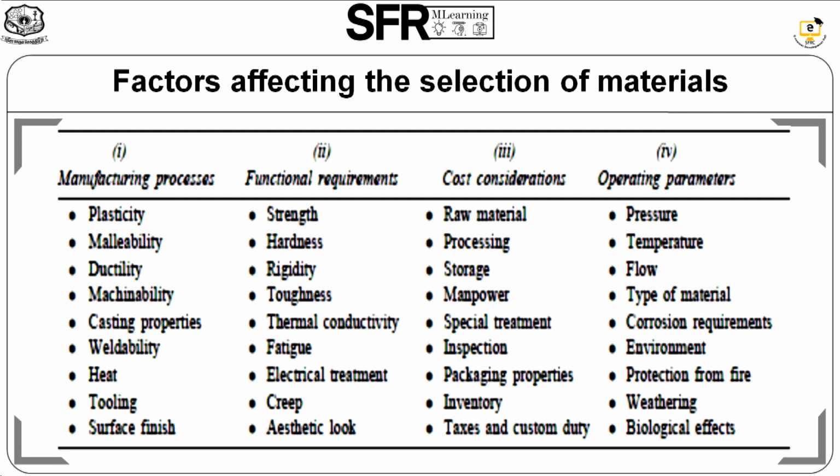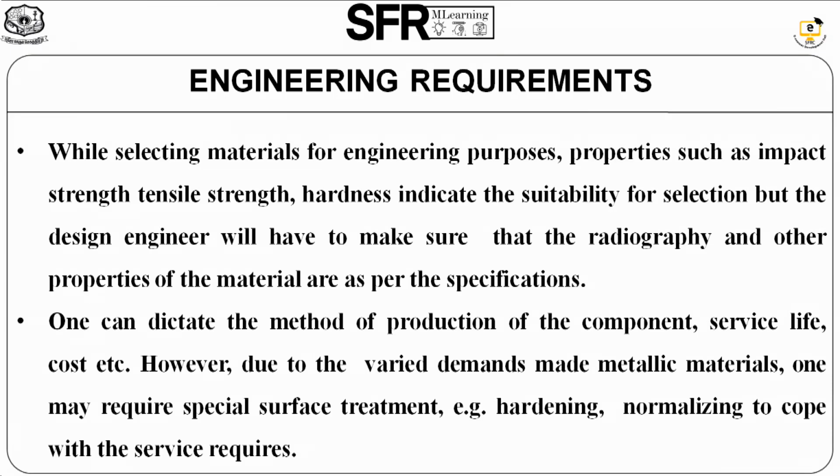However, a good grasp of the fundamental principles which control the properties of various materials helps one to make the optimum selection of materials. In this respect, material science and engineering draw heavily from engineering branches. Example: metallurgy, ceramics and polymer science. And next one is the engineering requirements.